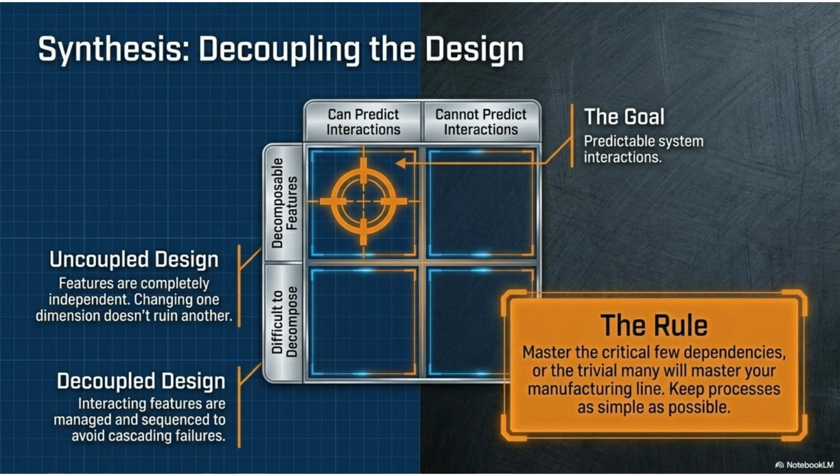Synthesis is decoupling the design. An uncoupled design has completely independent features. A decoupled design manages interacting features to avoid cascading failures. The goal is predictable system interactions. Keep processes as simple as possible.